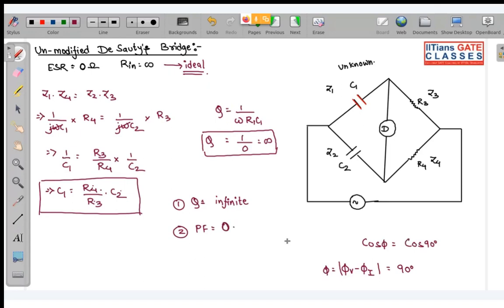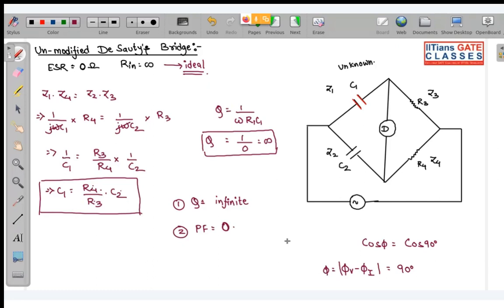Is it clear? Tell me. Nitish? I have told this in the class that power factor of an ideal element is always 0.